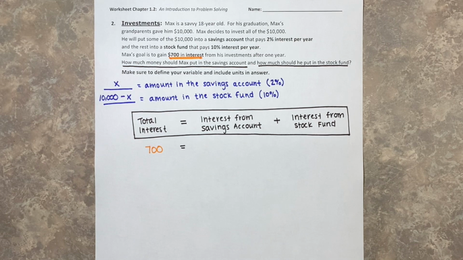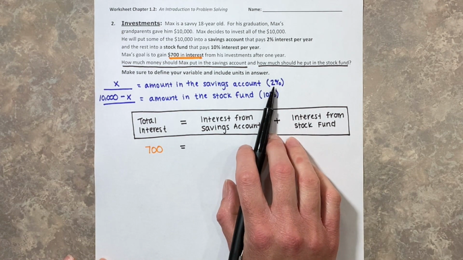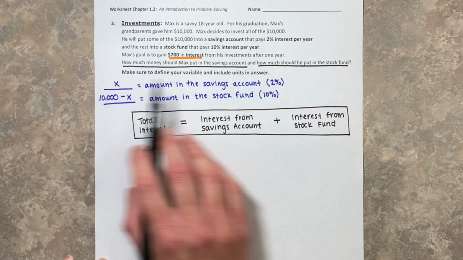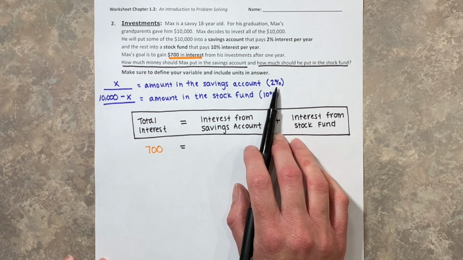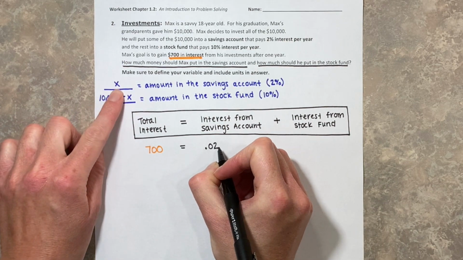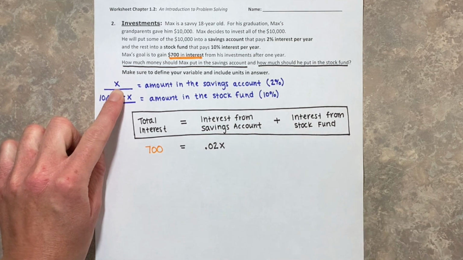Now, how do we represent the interest gained from the savings account? To compute the interest gained from the savings account, we just take the interest rate converted to a decimal and multiply by the amount in the savings account. So 2% as a decimal is just 0.02, and then we multiply by the amount, or x in this case.